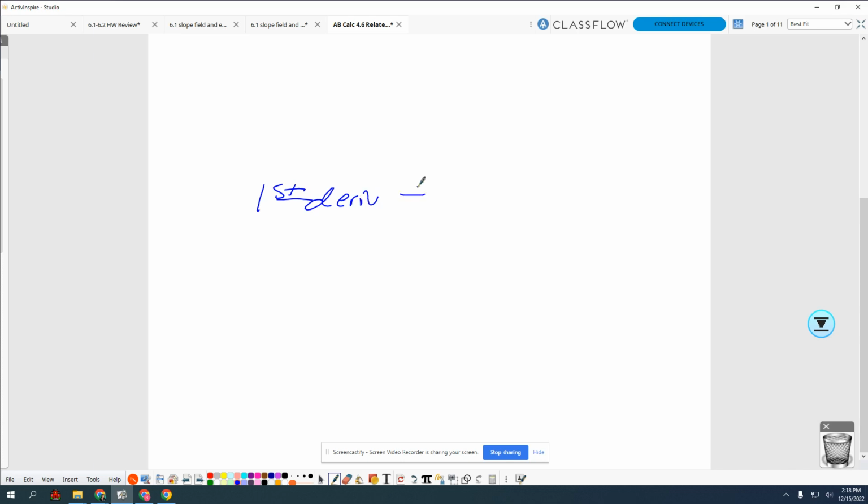If I tell you the first derivative is positive and the second derivative is negative, you should know at least some piece of what the function itself looks like.